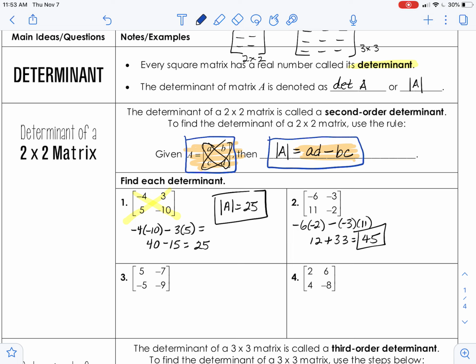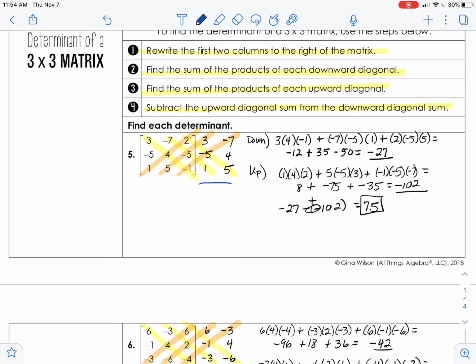And then to find the determinant of a 3 by 3, remember that is when we copied back over the first two columns, and then we did the sum of the products down minus the sum of the products upward. Okay, so those are the two things. So you might want to have those handy, those notes, as we continue on.